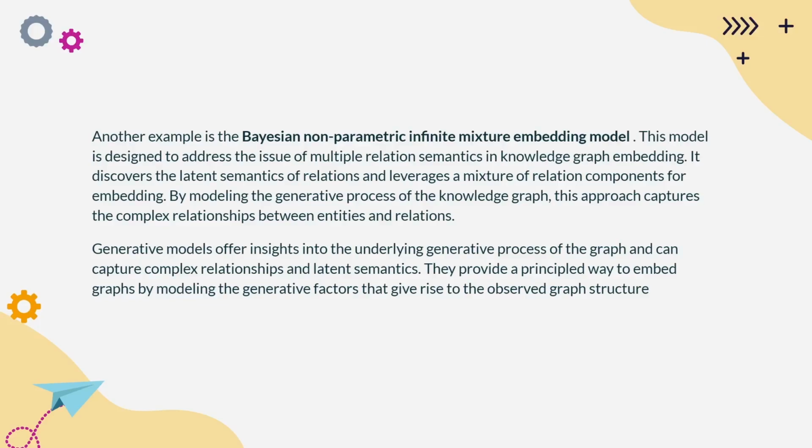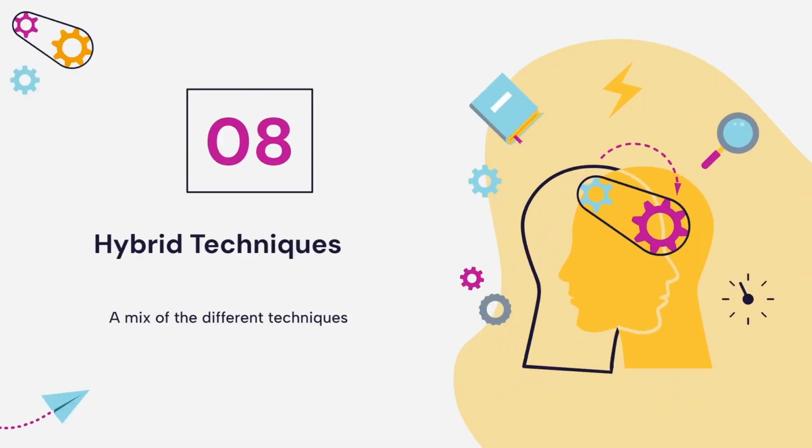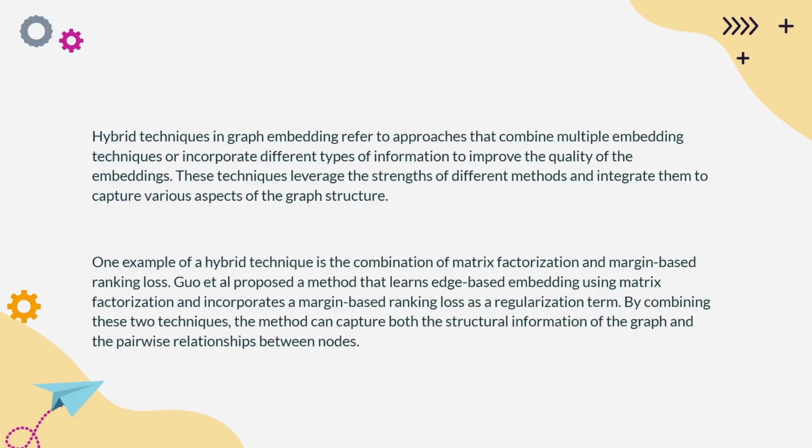Generative models offer insights into the underlying generative process of the graph and can capture complex relationships and latent semantics. This provides a principled way to embed graphs by modeling the generative factors that give rise to the observed graph structure. Next, we shall see the hybrid techniques, which are basically a mixture of different techniques in order to generate a better embedding for the graph.